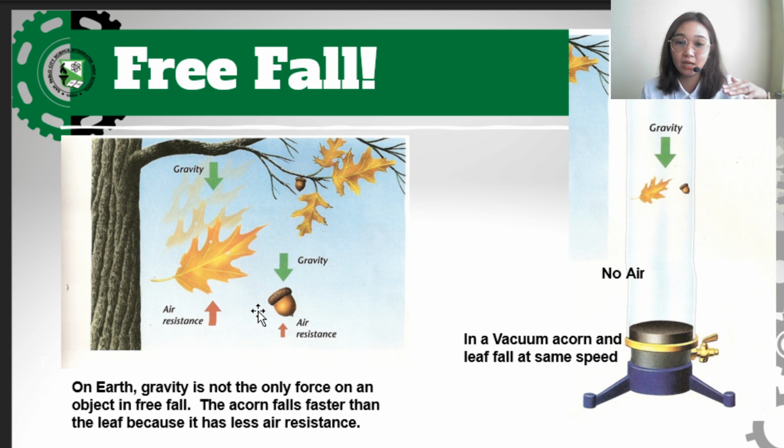Why? Kasi, due to air resistance, mas greater yung air resistance kay leaf because it has a larger surface area as well as it is lightweight. While the air resistance on the acorn would be smaller because it has smaller surface area and it has a greater mass.